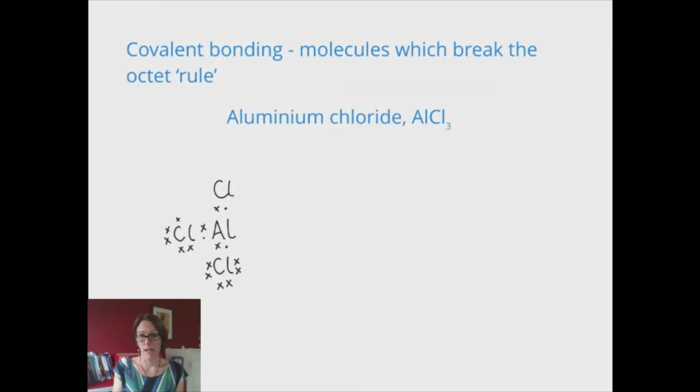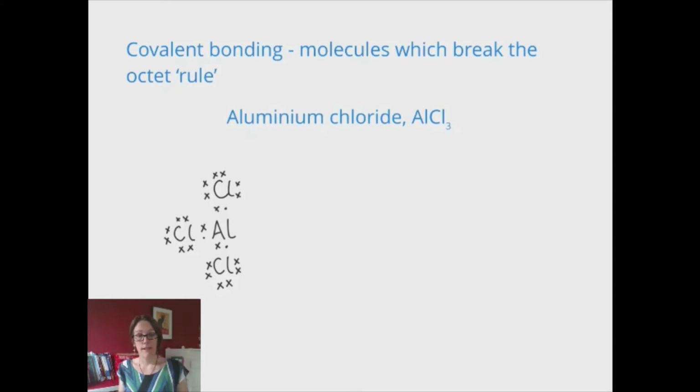Aluminium only has 3 electrons, so it can only form 3 bonds. And I'm representing those with a dot and a cross. So the maximum number of electrons that aluminium can have in its outer shell is 6, because if it starts with 3, that is the maximum it can share.